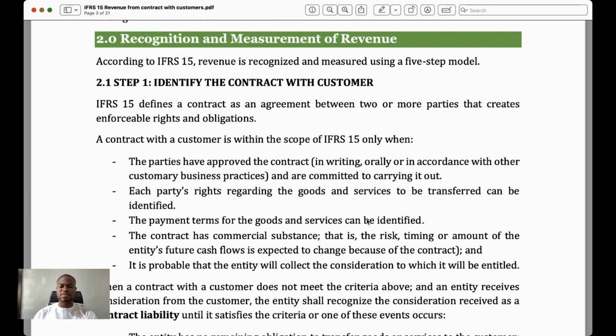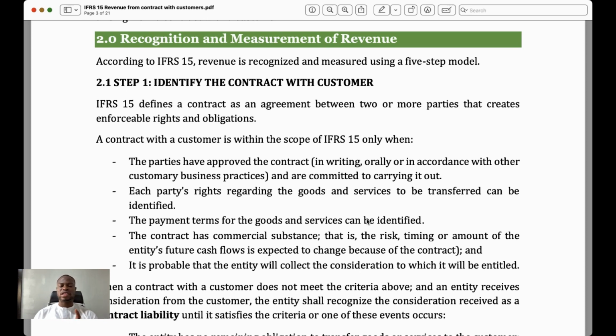One is that the parties must have approved the contract. Two is that each party's rights regarding the goods or services can be identified. Three is that the payment terms for the goods and services can be identified. Four is that the contract has a commercial substance. Five is that it's probable that the entity will collect the consideration to which it will be entitled. If any contract does not meet these five criteria, then you cannot even recognize revenue.